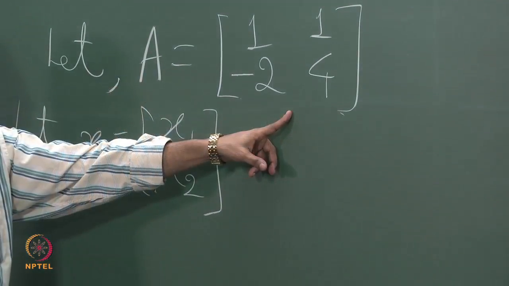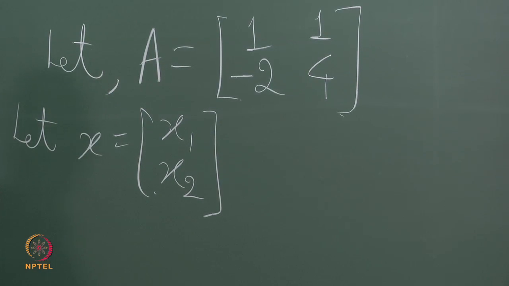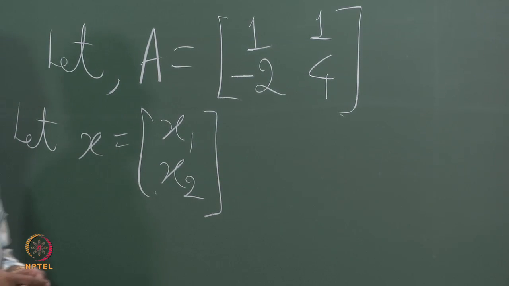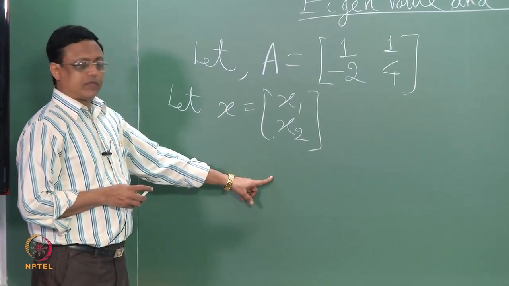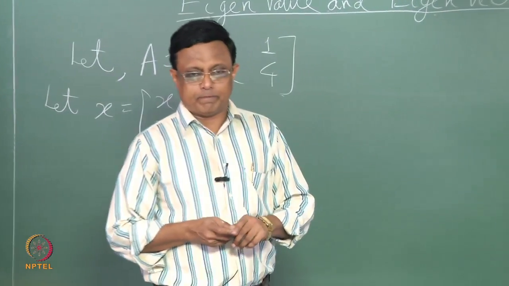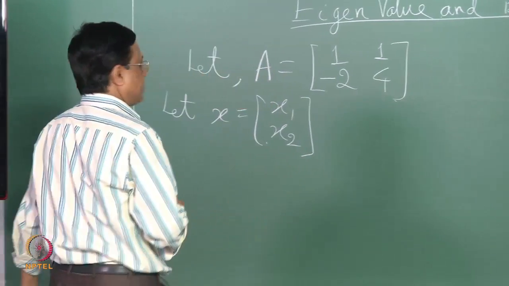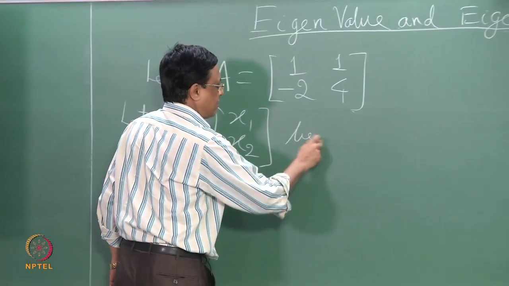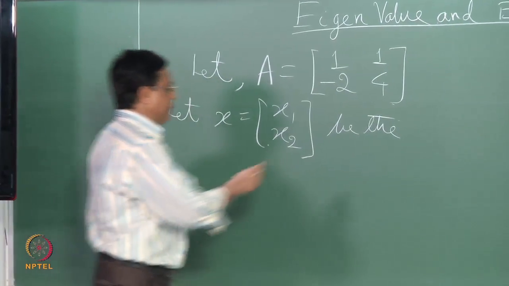However, if the matrix A is of size n cross n, the vector will be of size n. So, it will have n components, n will be the dimension of the vector. At this point, we will not discuss eigenvalues associated with a non-square matrix. So, let us look at how to compute this x. Let x be the eigenvector.